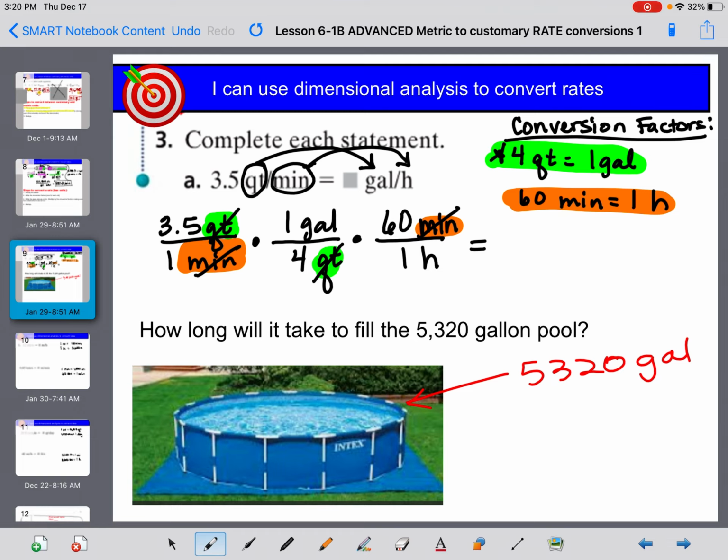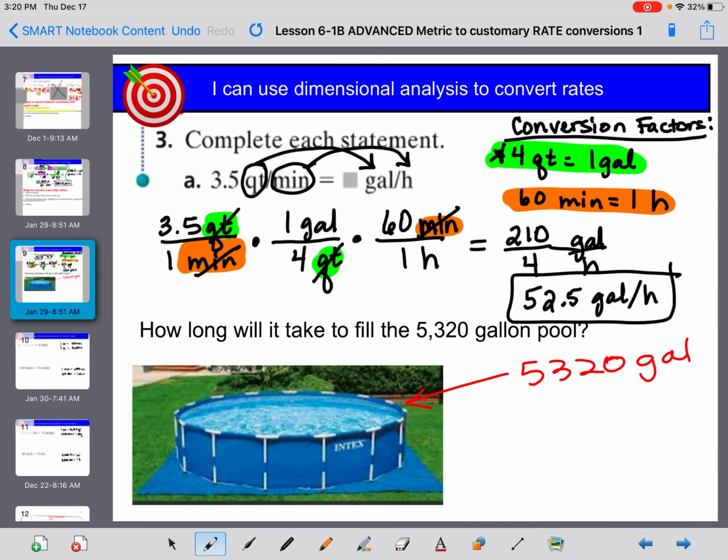3.5 times 60 is 210 over 4, gallons over hours, right? So now 210 divided by 4 is 52 and 5/10 gallons per hour. So think about that. 52.5 gallons for every hour.